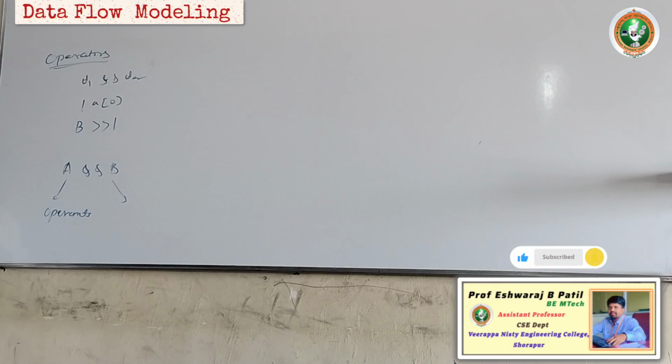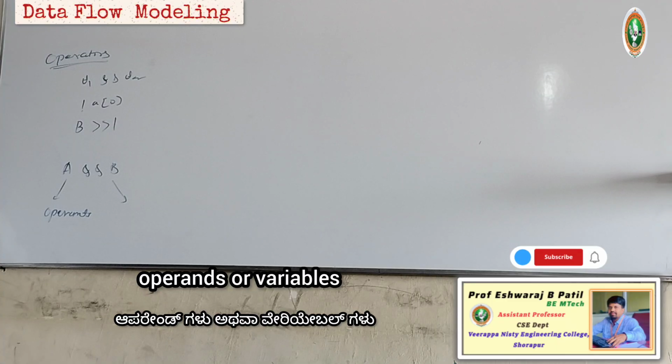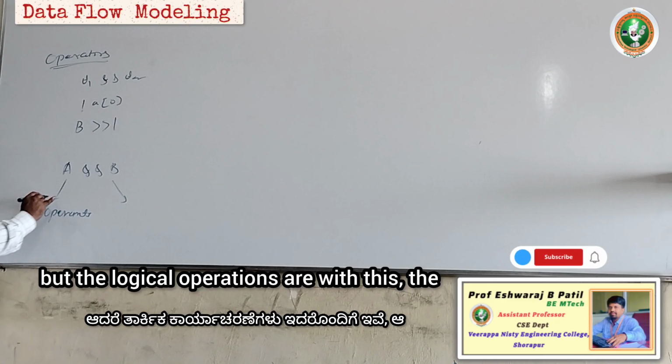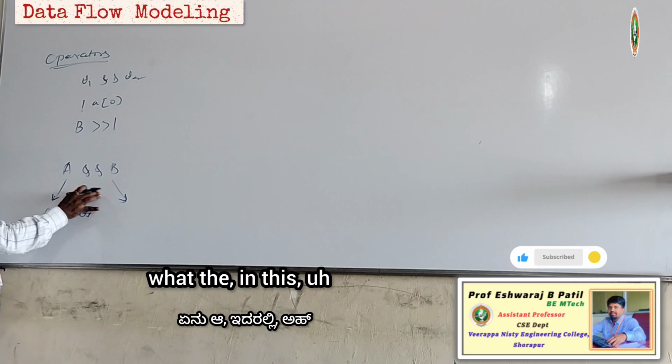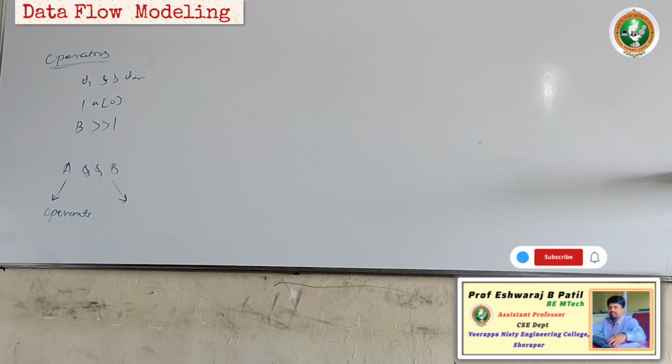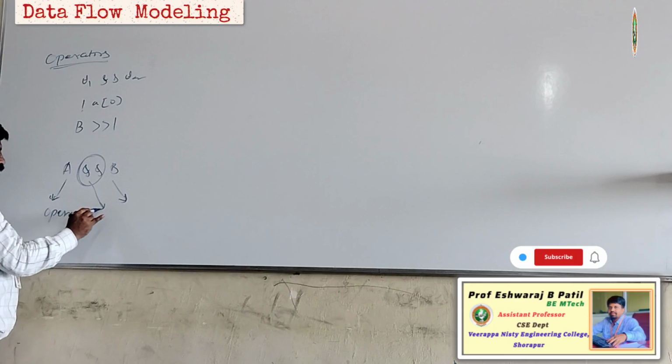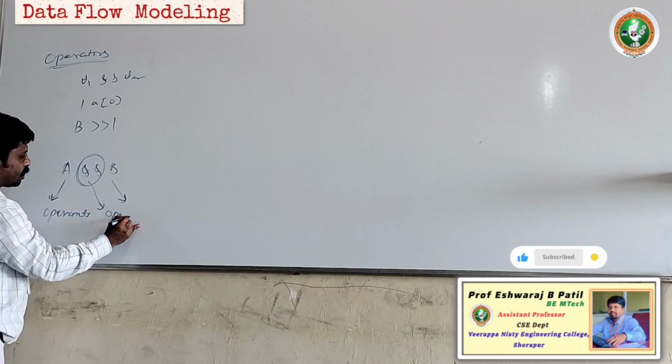Sometimes we can say they are variables, but for the logical operations, while writing the program we call them the operands. Whatever we are using these with is called the operator.